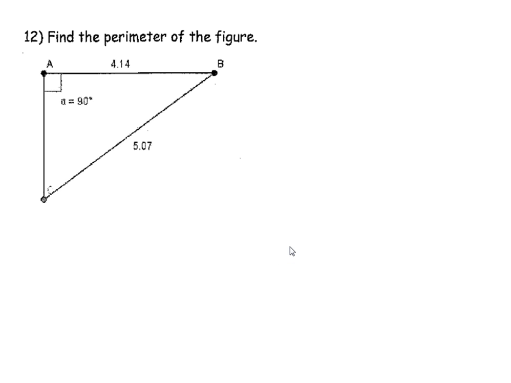And then number 12, we have a right triangle, and we have to find the perimeter of the right triangle. So I need this side right here. I have this missing side from A to C. So I'm going to use the Pythagorean theorem to solve this. And I'm missing not side C, I'm missing either A or B. I have side C. I have the hypotenuse, which is 5.07.